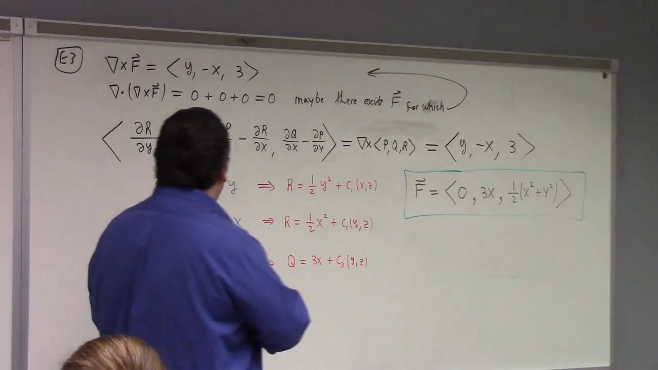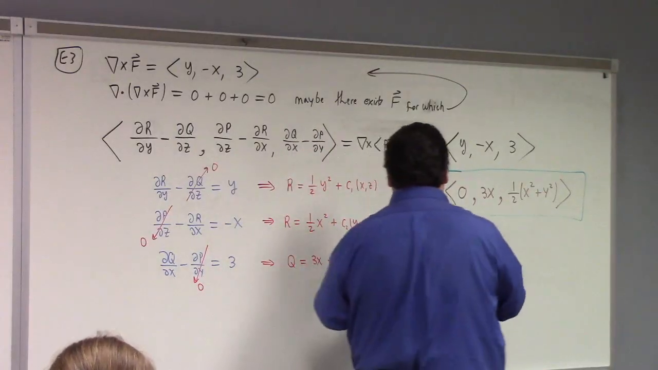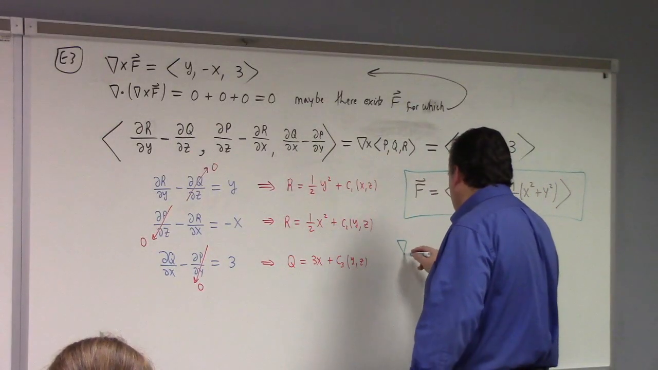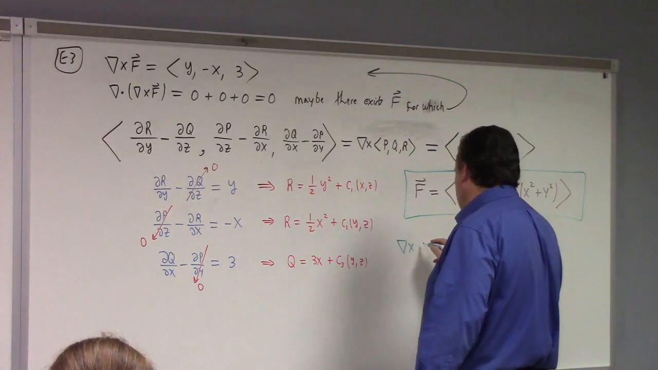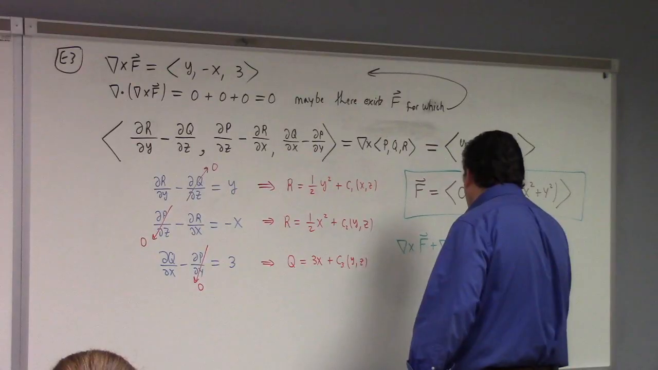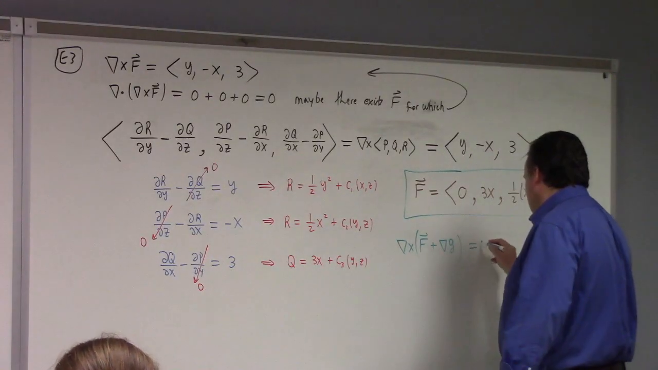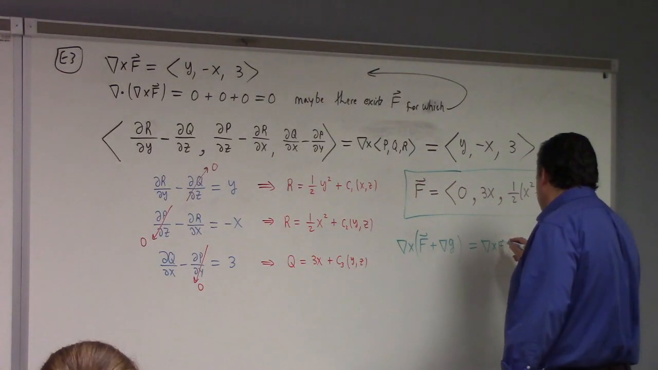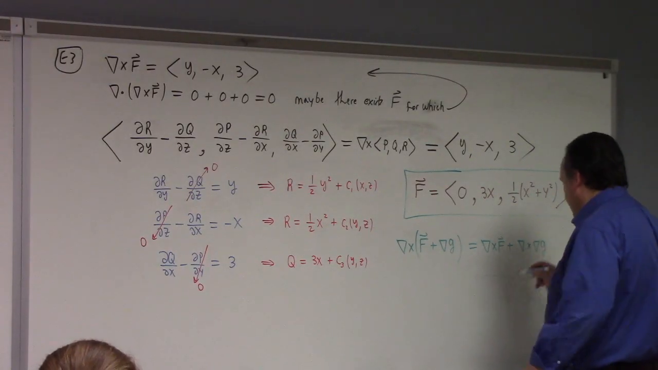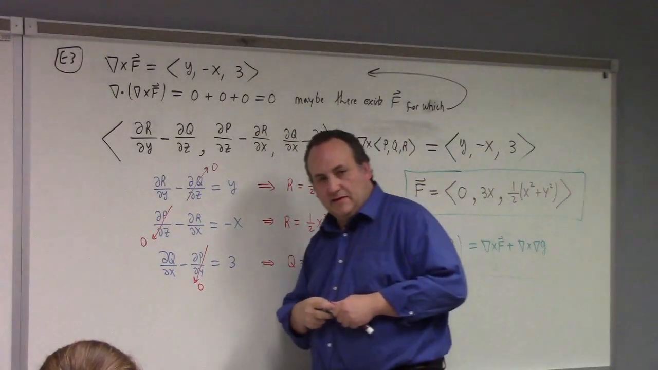Let me explain to you guys the problem. Well, it's not a problem. It's a blessing and a curse, because you see, the curl of F plus the gradient of any function g is equal to the curl of F plus the curl of the gradient of g. But what is the curl of the gradient of g?